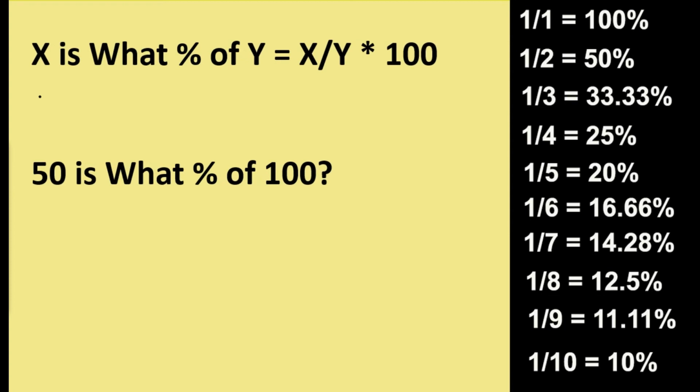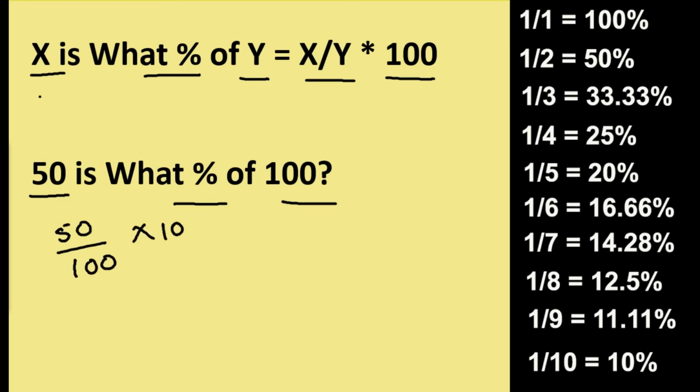Let's understand three other basic problems you may face in percentage. The first concept is, X is what percentage of Y? The answer is X by Y into 100. This is a very basic problem seen in any aptitude exam. Let's take a simple example: 50 is what percentage of 100? That's 50 divided by 100 into 100. The 100 cancels, and the answer is 50 percentage.